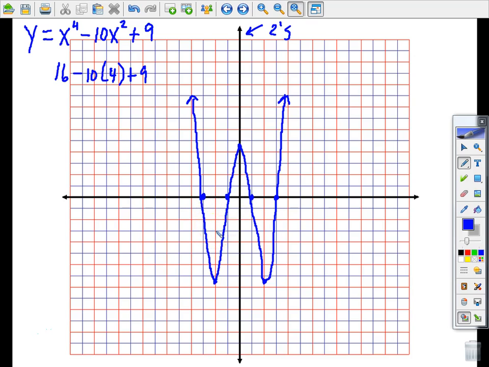Now, theoretically, you could pick any number you want for x because x is an independent variable. But I'm just trying to make it standard. Everybody's doing the same thing. All your graphs are going to look alike. We're just going to pick the number right in the middle of 2 x-intercepts. Okay? And you can see the same thing over here. I picked positive 2, got the same result.